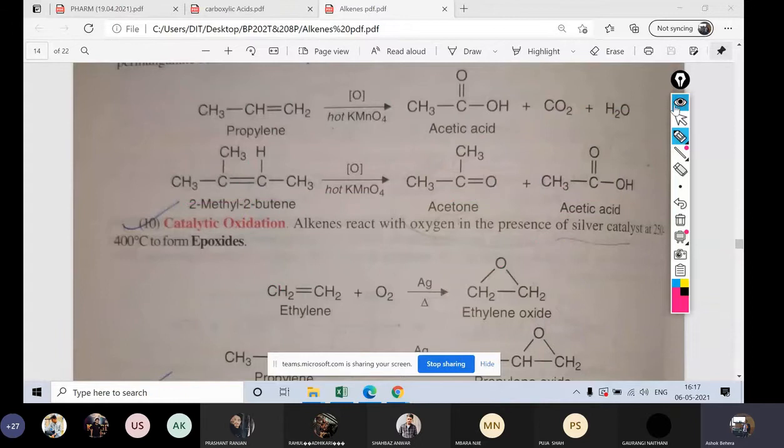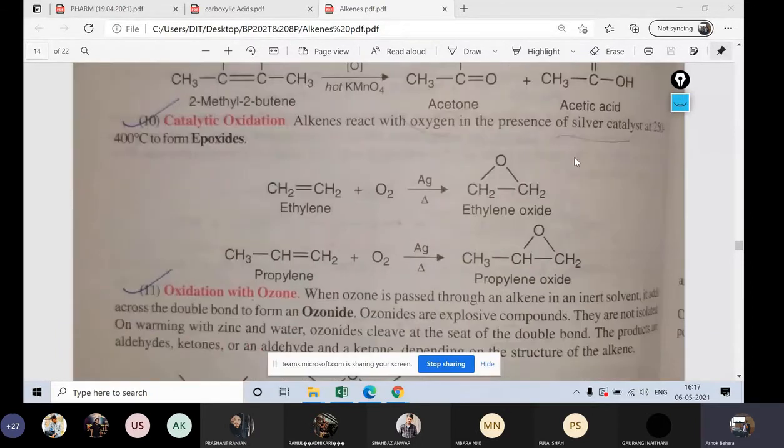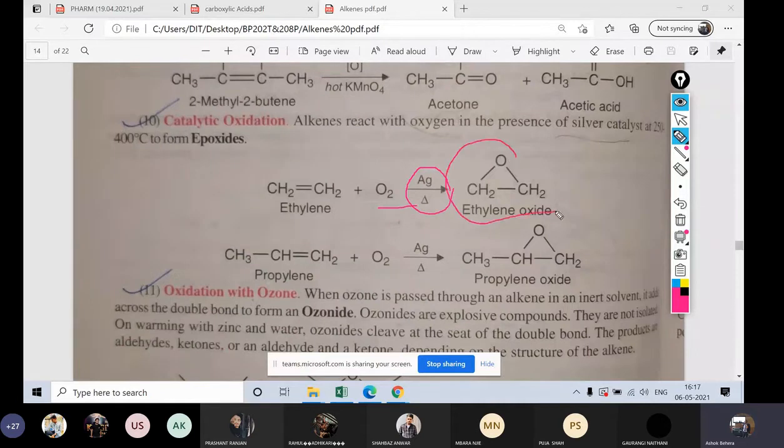And now another is your catalytic oxidation. Catalytic, what is there? In presence of metal, heat and oxygen, right? So what's going on? Okay, epoxide is formed. Okay, please remember epoxide. Okay, the term is epoxide. Always remember catalytic oxidation leads to epoxide formation.